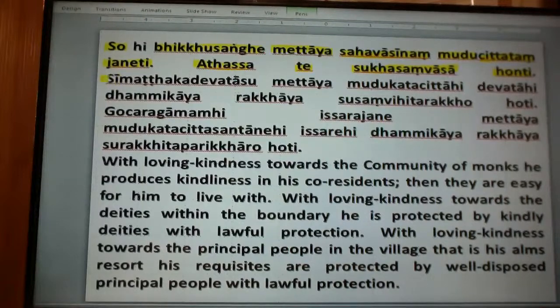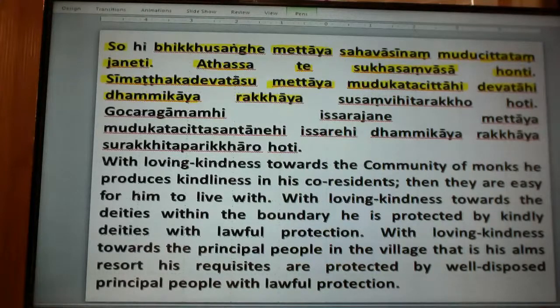And then simataka devatasu. So the gathering, the living beings, the celestial beings, with loving kindness to them, mudu kata chittehi devatahi. So these celestial beings also have a soft mind. Soft means not angry and like this. So dhammikaya rakkhaya, according to lawful protection. So celestial beings give lawful protection. That means they protect as much as they can.